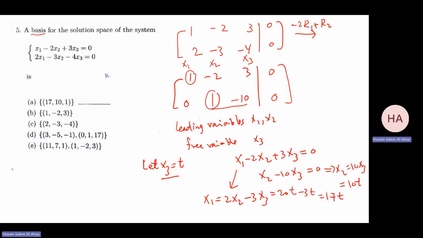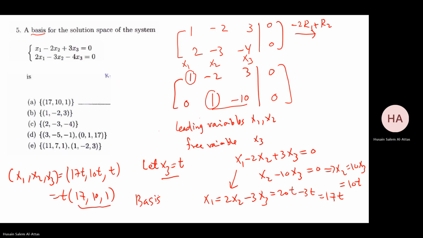Okay, so my vector X1, X2, X3 is what? 17t, X2 is 10t, and t. Take t as a common factor, we have 17, 10, 1. So this is the basis. So the basis is only this vector, since you have only one free variable. So I'm getting only one vector as a basis. That will be the answer.